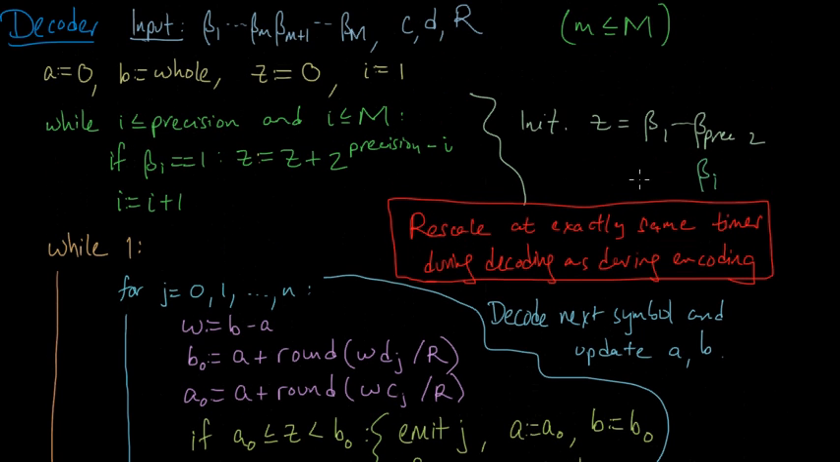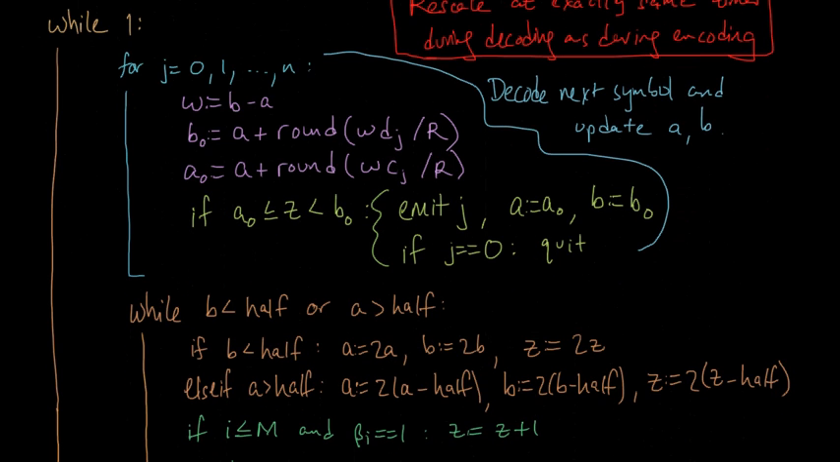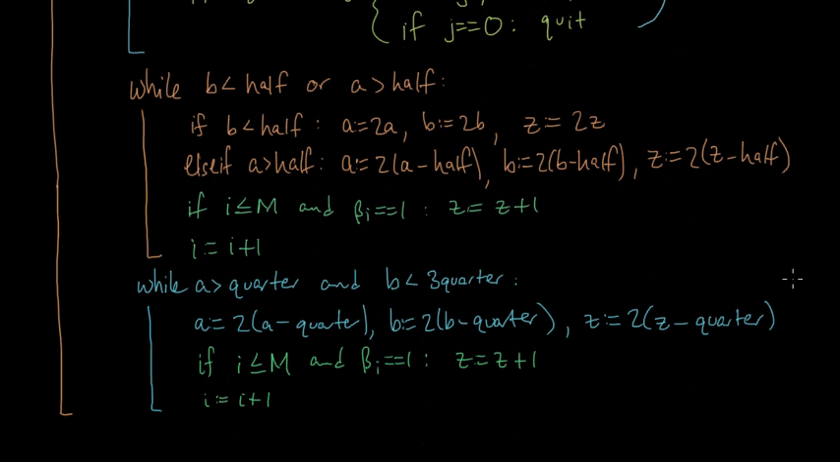So maybe just recap here. This is our decoder. We initialized z to this approximation, to this binary number, and then we went through this while loop, and on each iteration we decoded the next symbol by looking at our current approximation to z, and we emitted that symbol, and we updated a and b, and if we hit the end of the file symbol, then we quit.